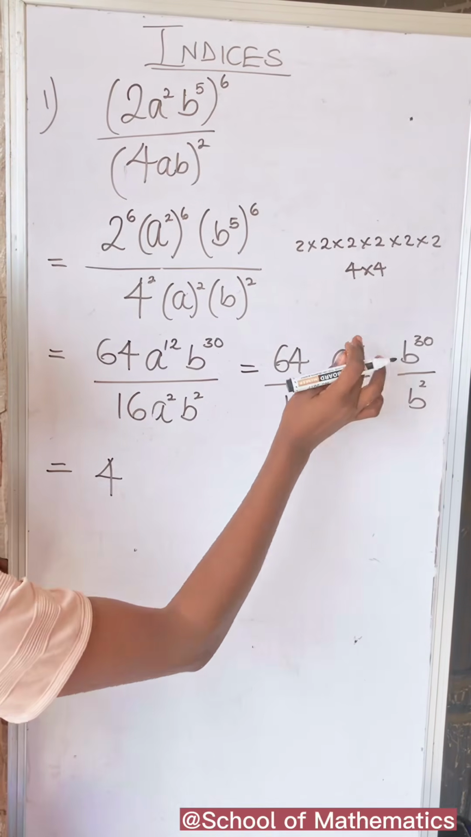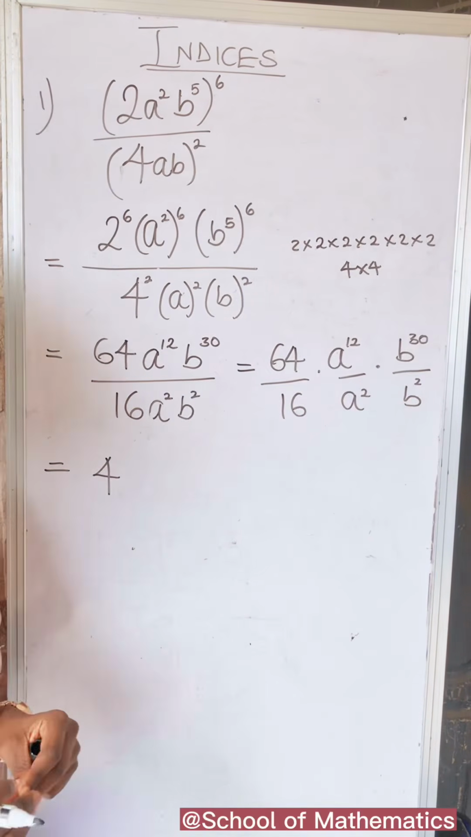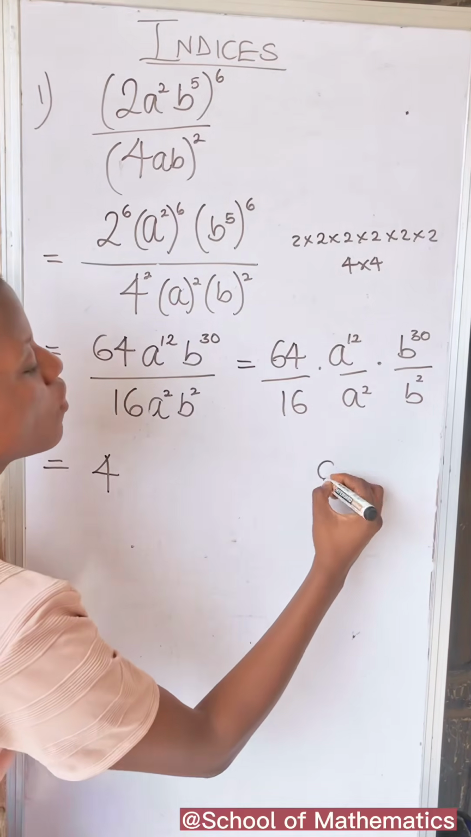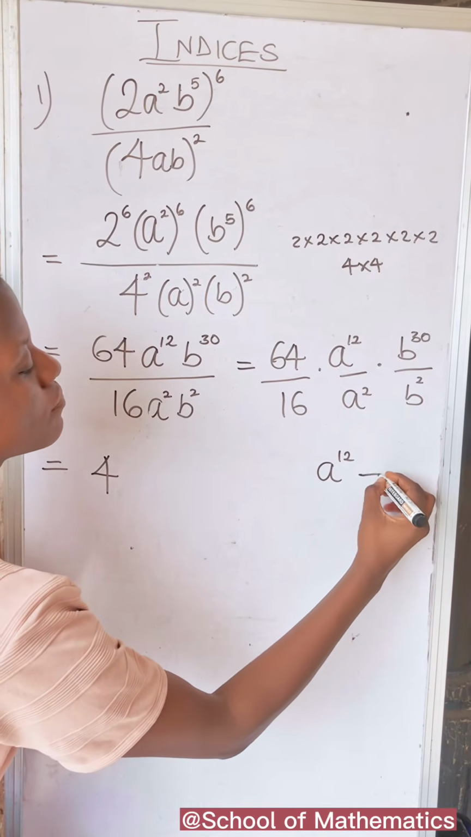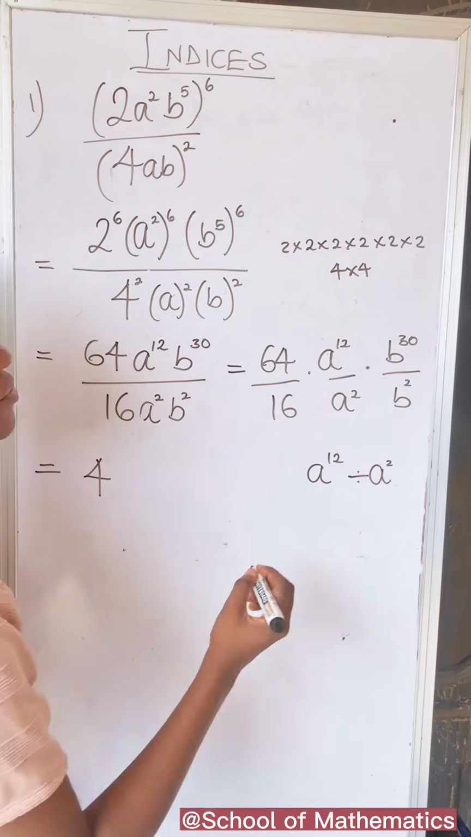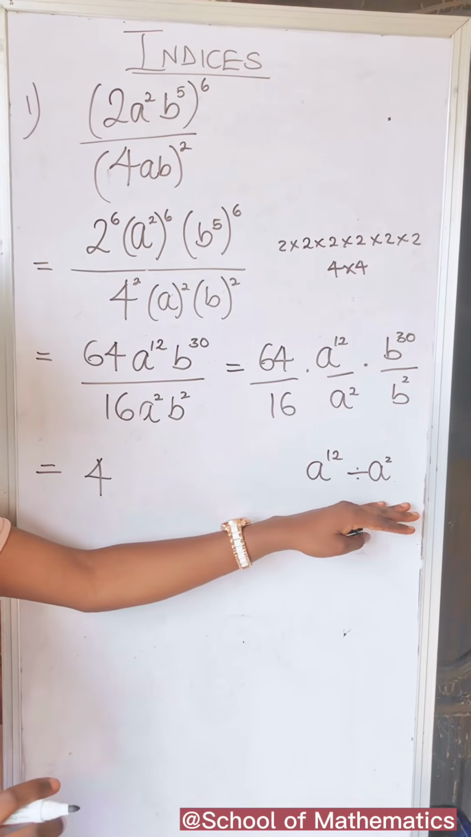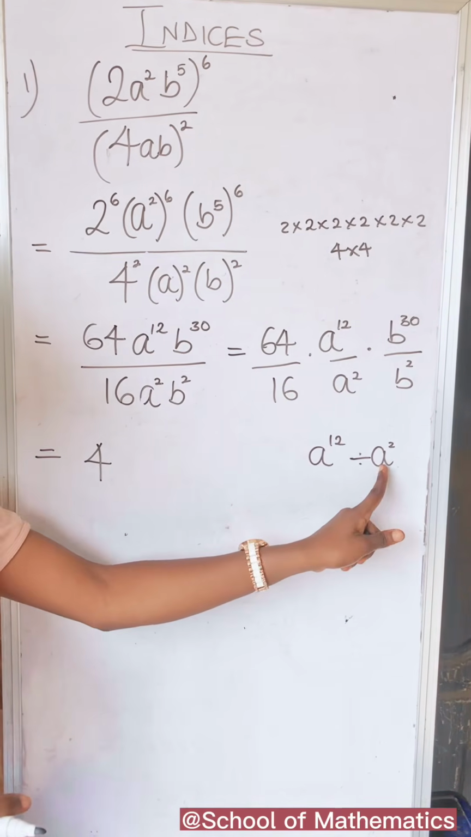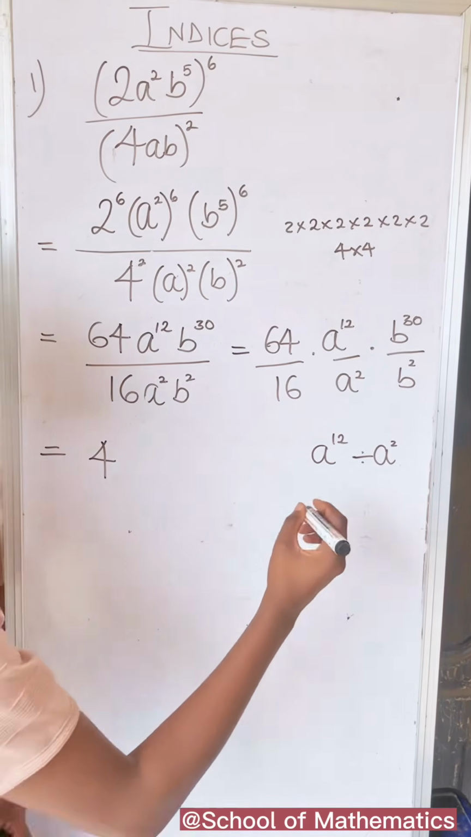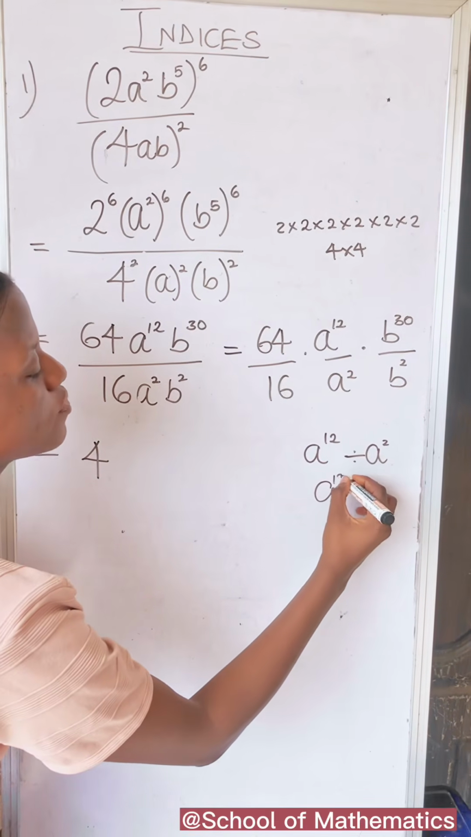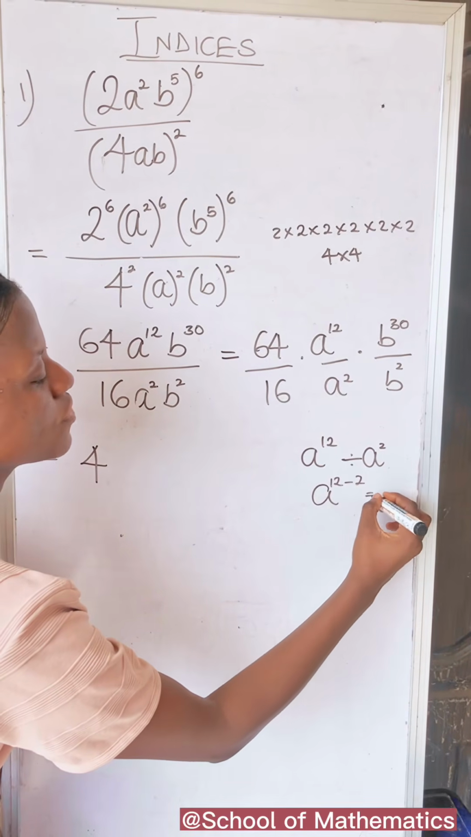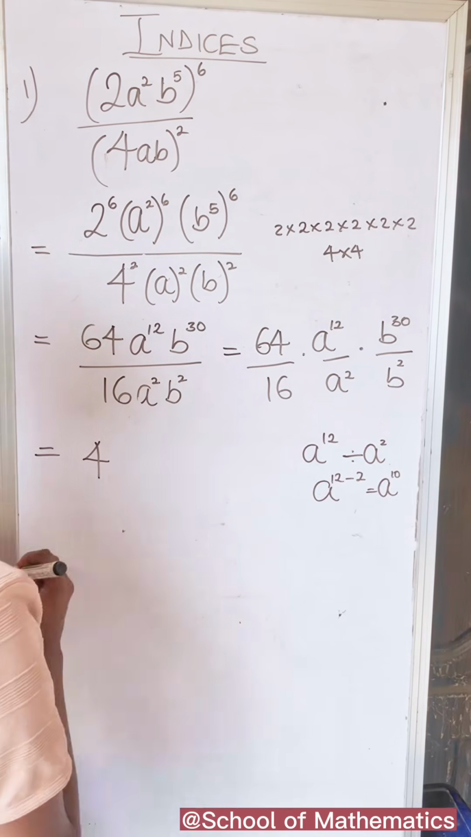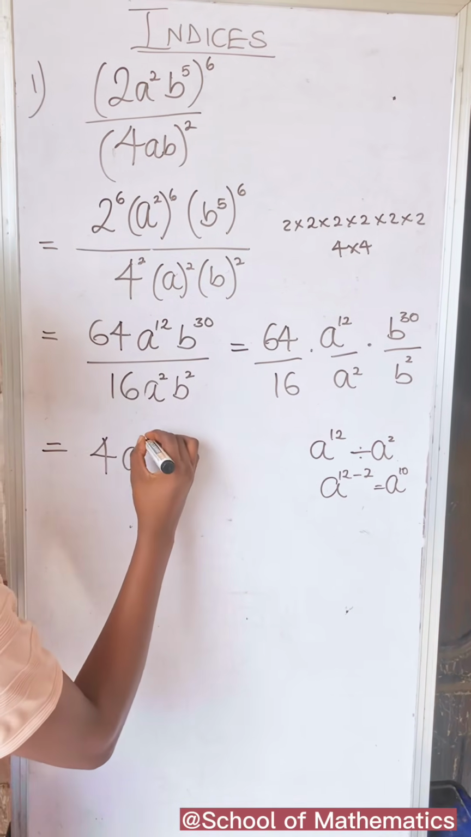Then A raised to the power of 12 divided by A raised to the power of 2. Remember a law of indices. I don't want this board shaking, so let me be done. Remember a law of indices that says when you have division with the same bases, you do what? You subtract the powers. So you have A raised to the power of 12 minus 2, which gives us A raised to the power of 10.